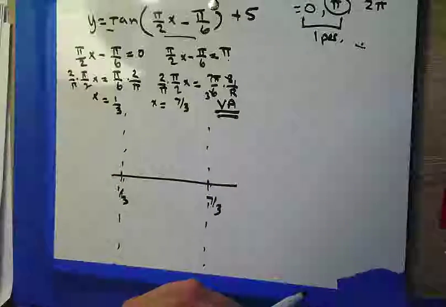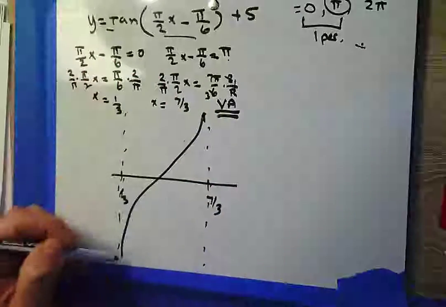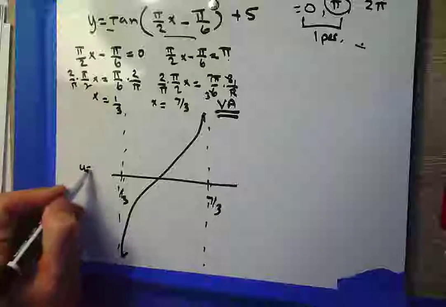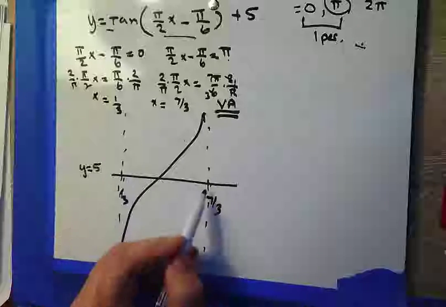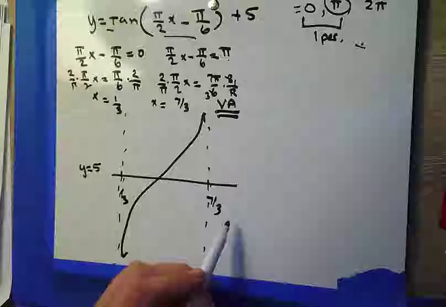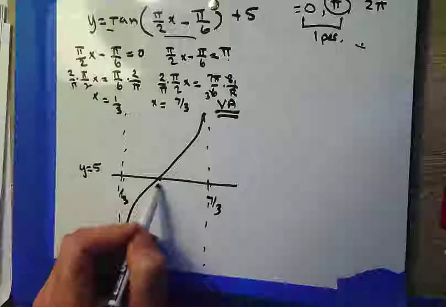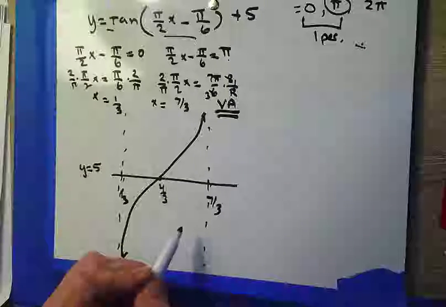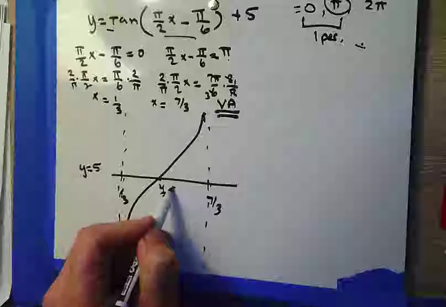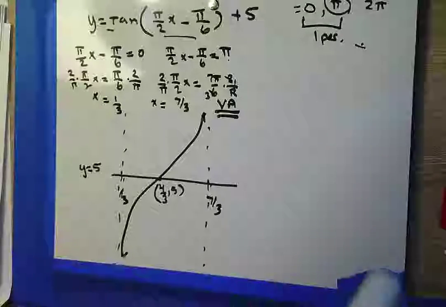It's a positive tangent graph, so I know its shape looks like this. This is y equals 5, and my c value is halfway between these 2 points. So what's halfway between 1/3 and 7/3? Well, that would be 4/3. 4/3 is my inflection point, and the y value there is 5. And that's my tangent graph. Okay, let's do a cotangent. In fact, let's do a negative cotangent.